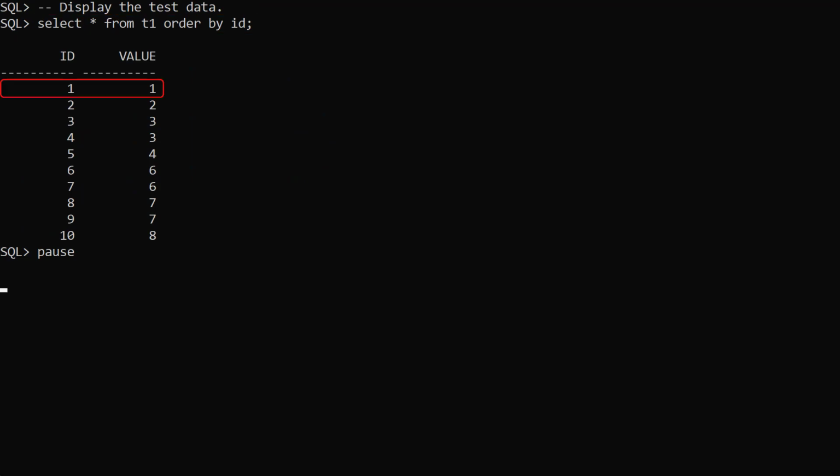We have one row with the value 1, one with the value 2, two with the value 3, one with the value 4, two with the value 6, two with the value 7, and one with the value 8. Notice there are no rows with the value 5.